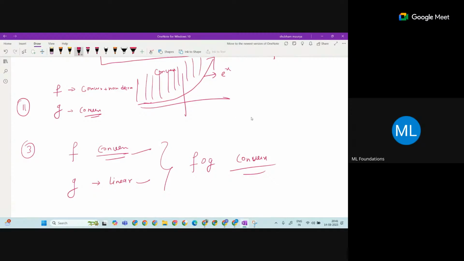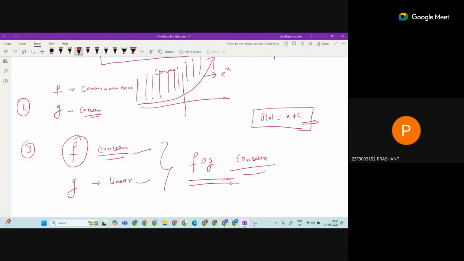We can even replace this function with g(x) given as x plus c. So this is a linear function. A linear function is a function where the variable has degree 1. That is your linear function. And here f should be convex, and if I am taking the composition here, the composition is going to be convex.